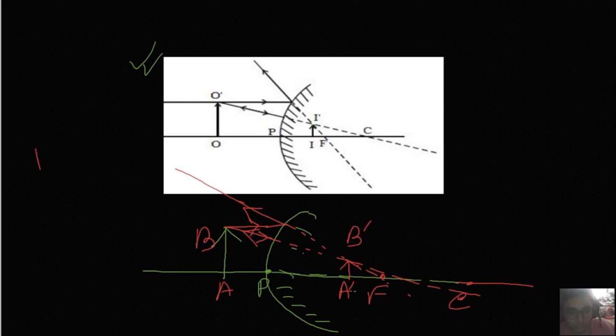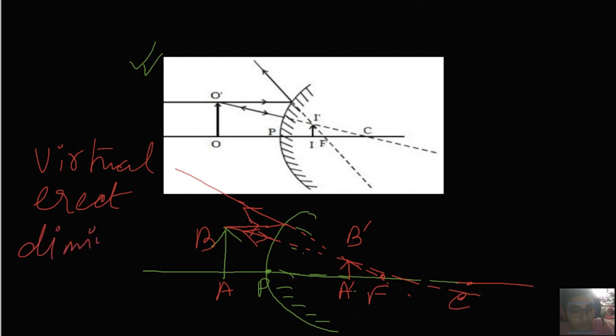It is virtual, it is erect, and it is diminished. Okay, so this is the diagram. You guys can note it down and draw it by yourselves.